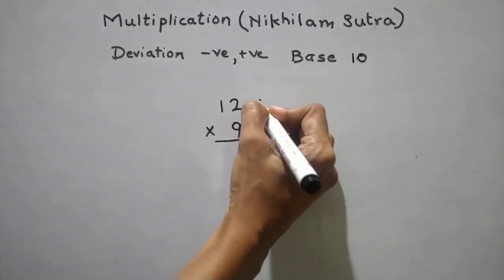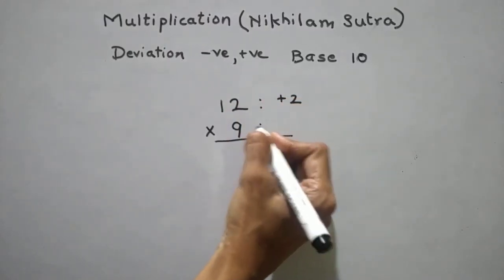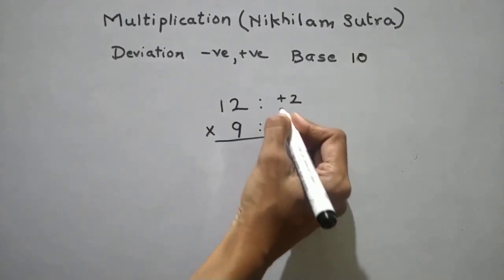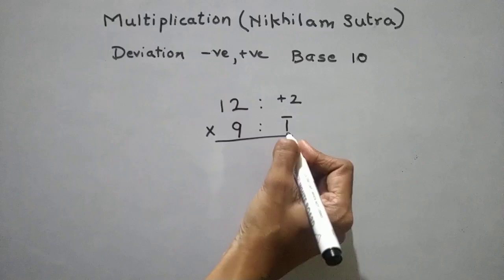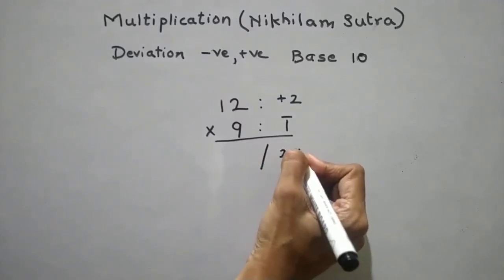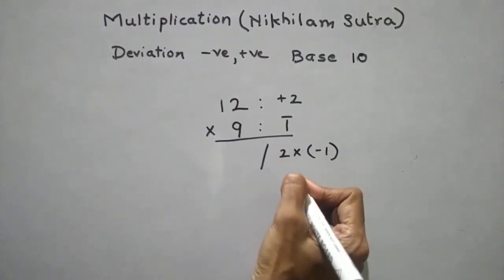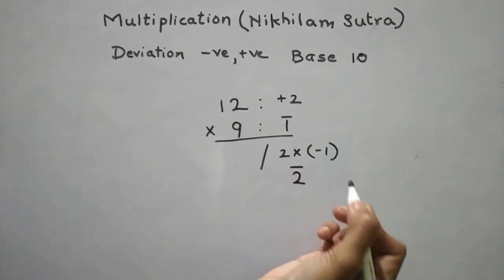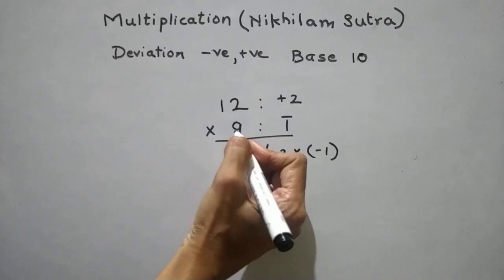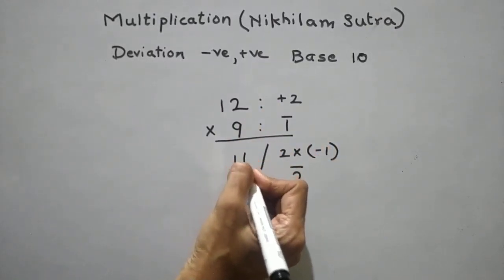Let's take a simple example first: 12 multiplied by 9. The deviation for 12 is plus 2 and the deviation of 9 is minus 1, so bar 1. So here we have a positive as well as a negative deviation. Now we multiply 2 by minus 1, which is minus 2, so we get 2 bar. And 12 minus 1, or 9 plus 2, both give the answer 11.